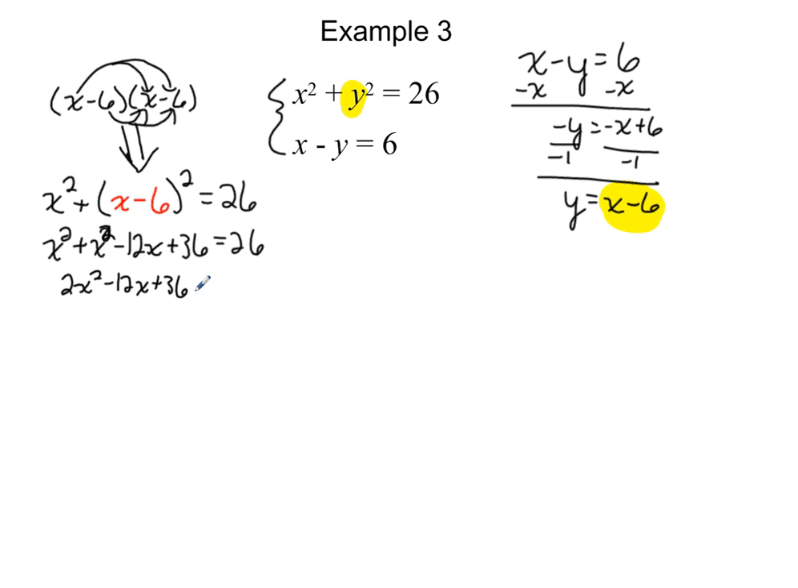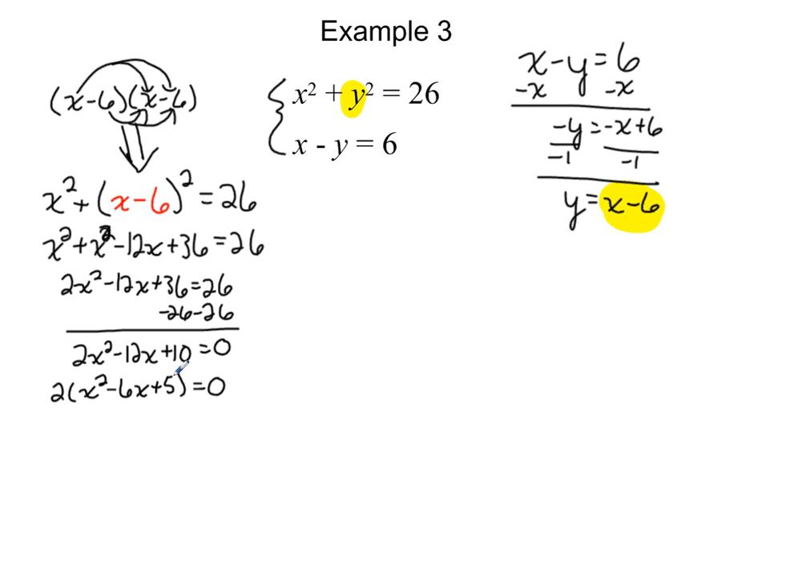Alright, now since this is quadratic, we've got to get it equal to 0. So I've got to subtract 26 from both sides. So I get 2x squared minus 12x plus 10 is equal to 0. Alright, so once again, I can do the quadratic formula or I can factor. I see that all three numbers have a GCF, so I'm going to factor out that GCF first. So I get x squared minus 6x plus 5.